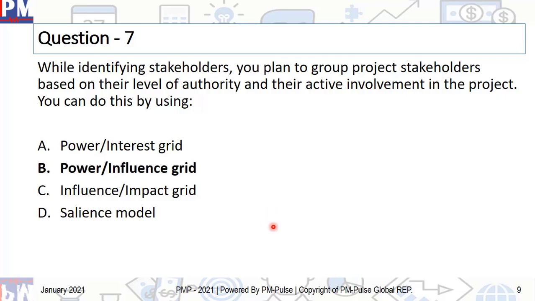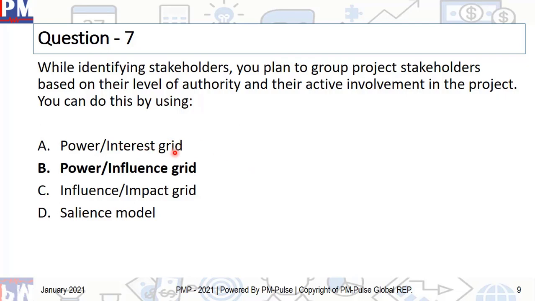And the correct answer is power influence grid. Have a look. So you plan to group project stakeholders based on their level of authority and their active involvement. Now, when we talk about authority and active involvement, basically authority is taken care of by power, but their involvement is not interest, it is their influence, right? So ability to get others to do things that you wanted to get done, or basically influence in the overall aspects of the project, right? To get it done better or vice versa.